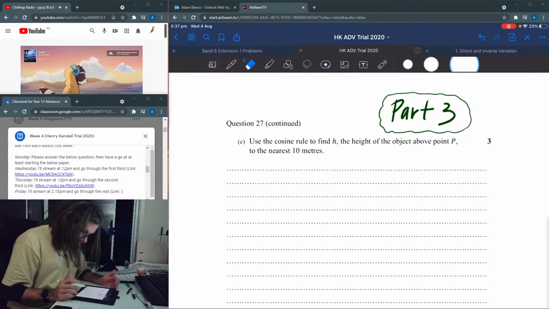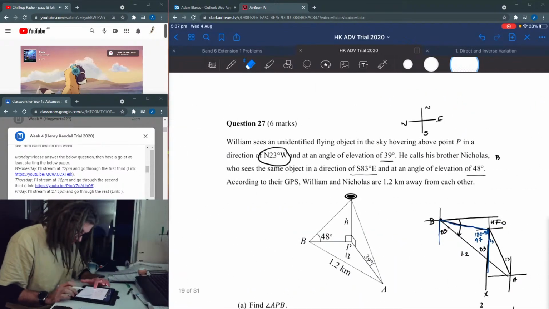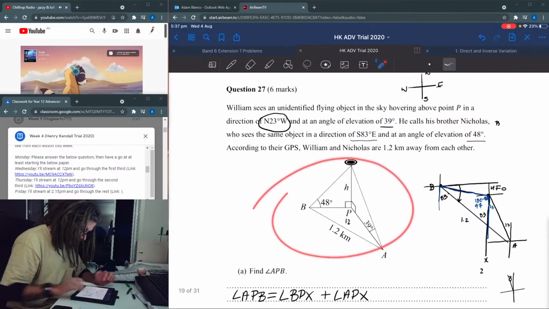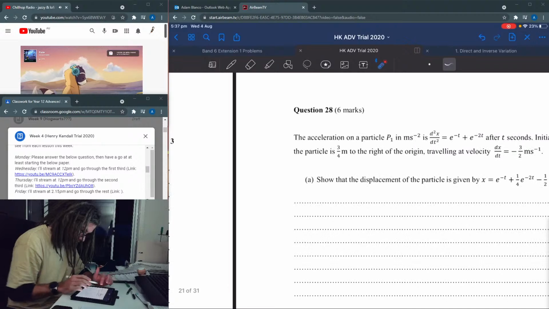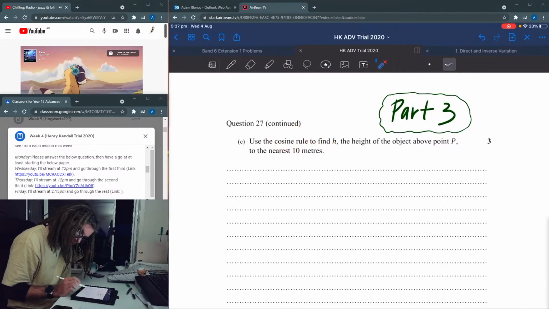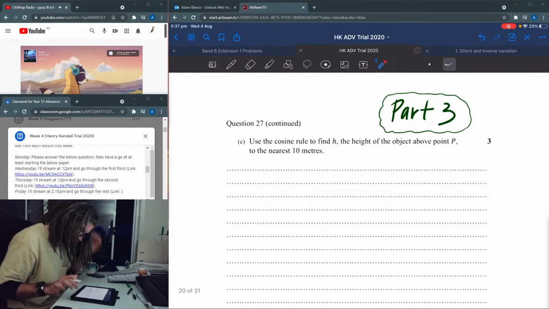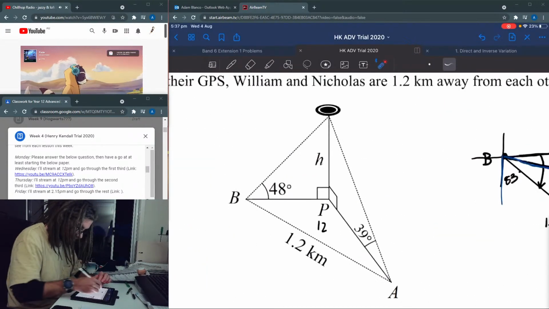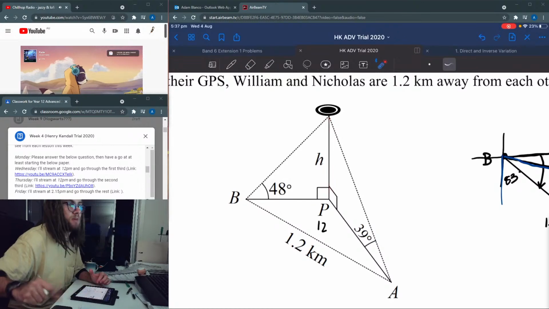This is where we left off, and I left off by really struggling with this last bearings question. I've rubbed out all this junk, and now I'm trying to use the cosine rule to find h. Now, let's just have a look at this.